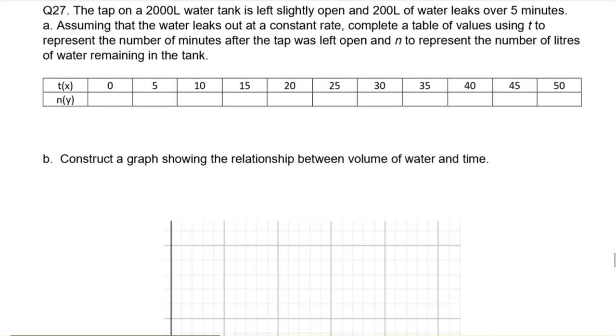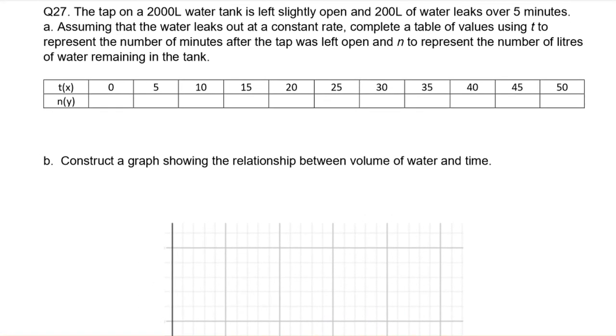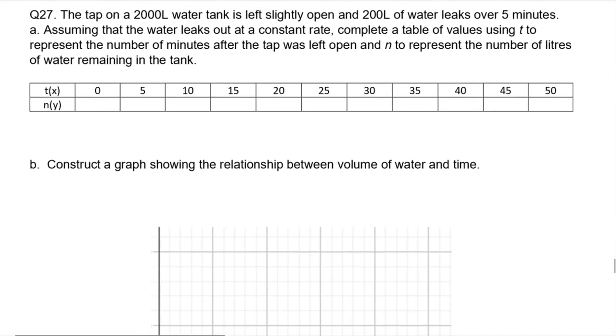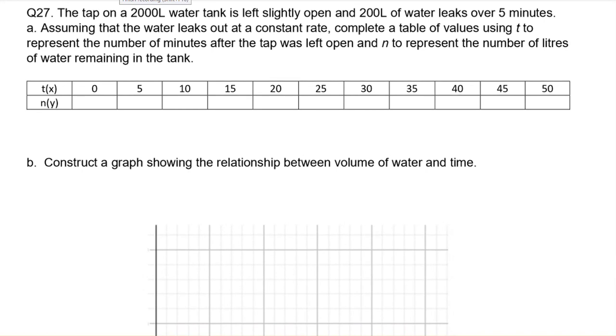All right, I'm going to do question 27 as well, which is similar to 26, but the main difference is the gradient is going to be slightly different. The tap on a water tank is left slightly open, and 200 liters leaks every 5 minutes. That piece of information is important. We know that the tank was at 2000 liters first, and then it starts leaking at a constant rate. That means 200 liters every 5 minutes.